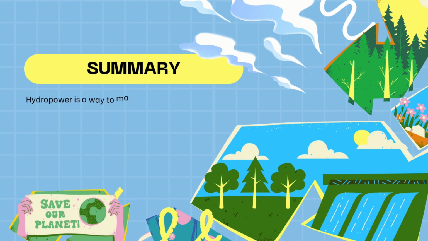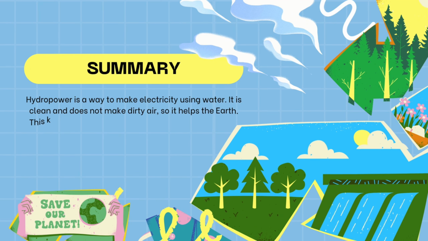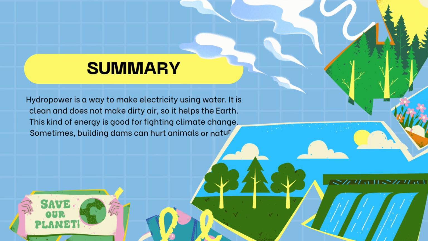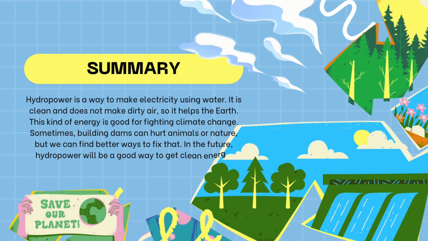Hydropower is a way to make electricity using water. It is clean and does not make dirty air, so it helps the earth. This kind of energy is good for fighting climate change. Sometimes building dams can hurt animals or nature, but we can find a better way to fix that. In the future, hydropower will be a good way to get clean energy.